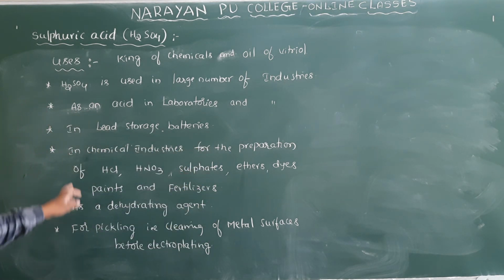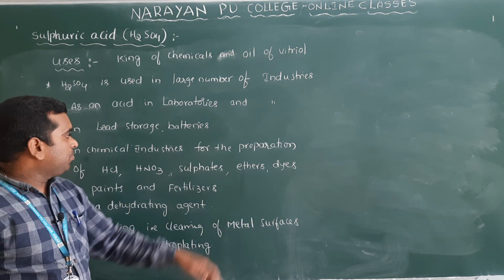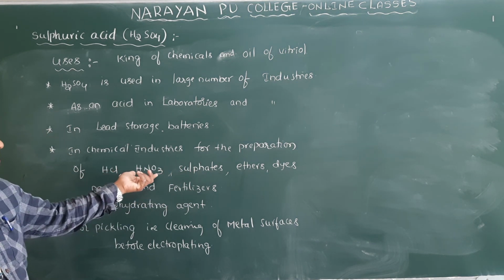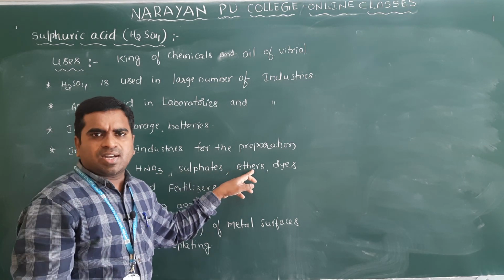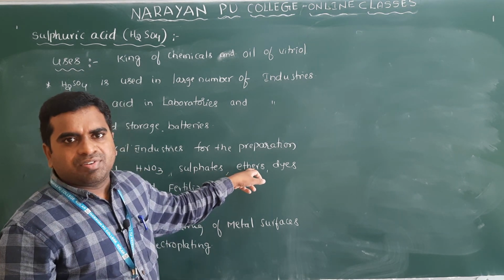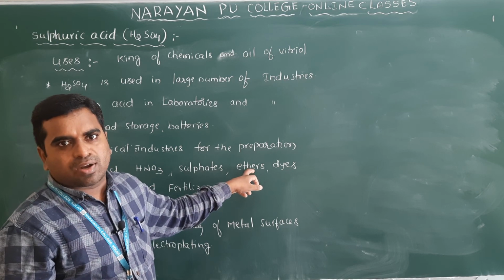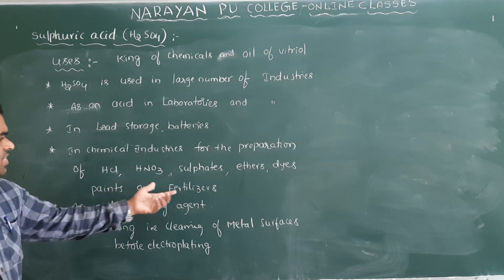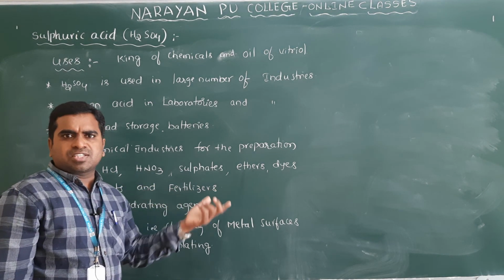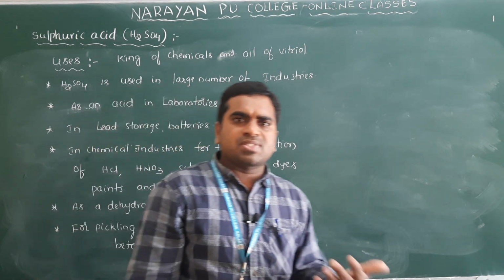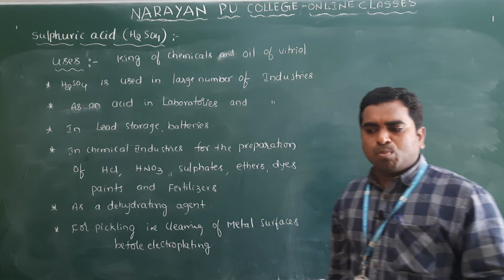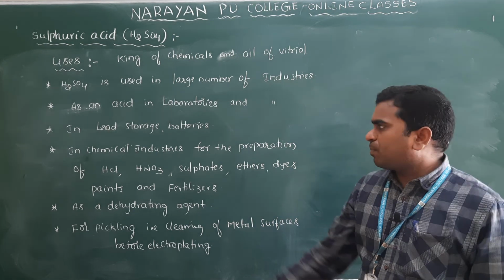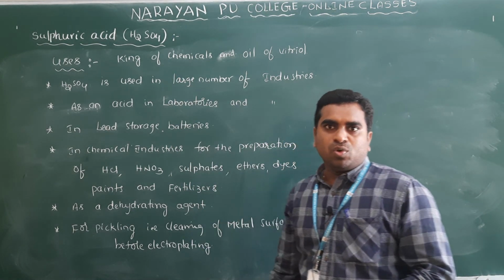Clear? Next, in chemical industries, it is used for the preparation of many compounds like sulfates, HCl and HNO3, and ethers. I already said that ethanol treated with concentrated H2SO4 at 413 Kelvin gives ethers, and also dyes, paints and fertilizers. Fertilizers means ammonium nitrate, ammonium sulfate, ammonium bisulfate. To prepare those compounds, we definitely use sulfuric acid.